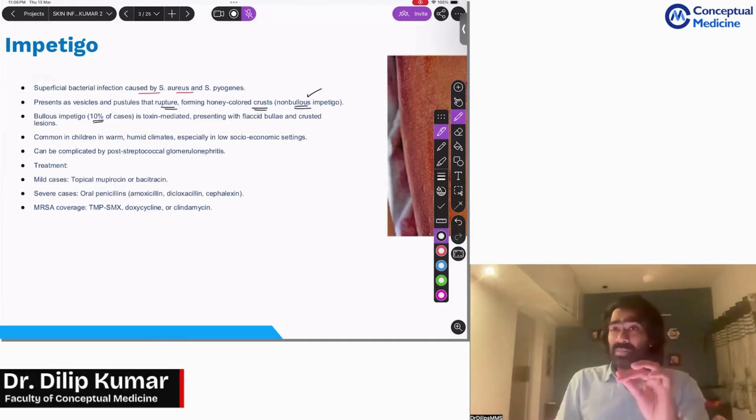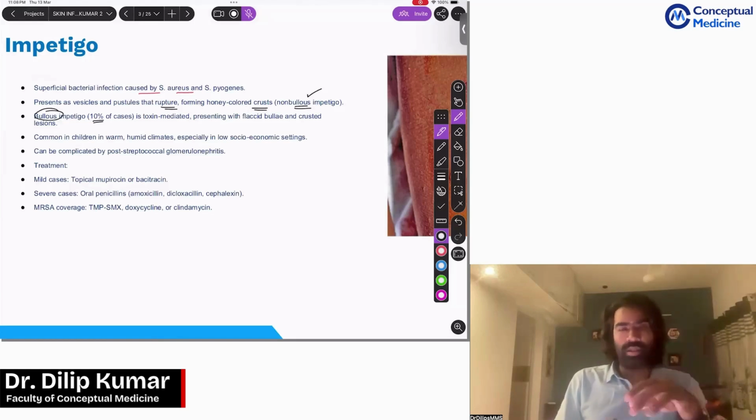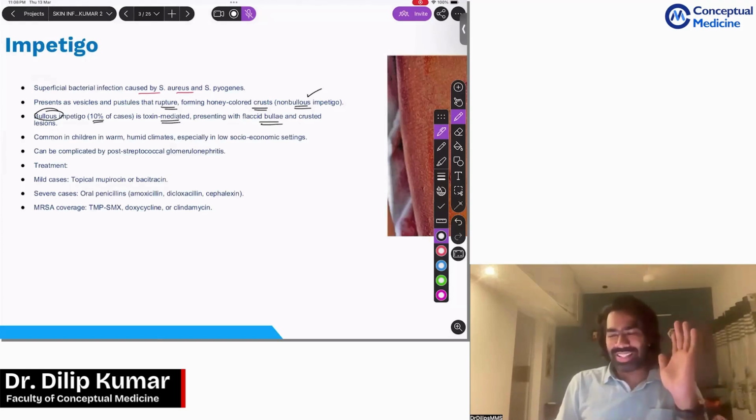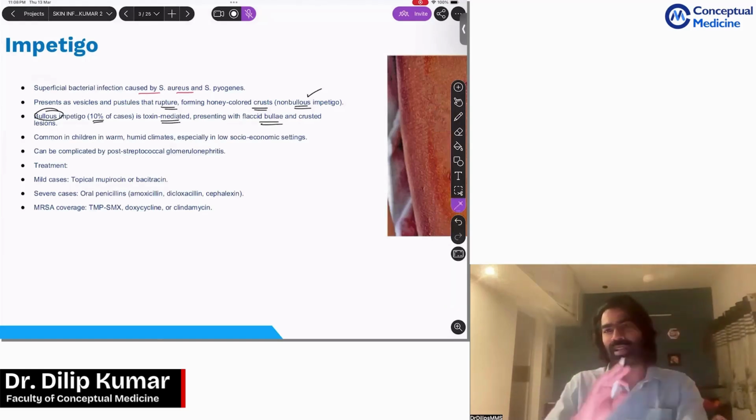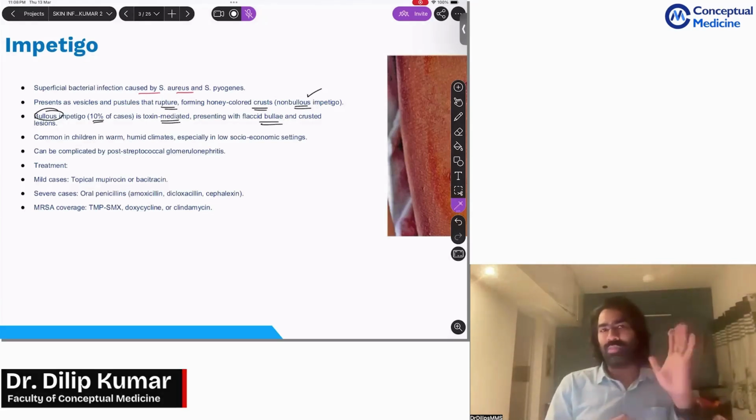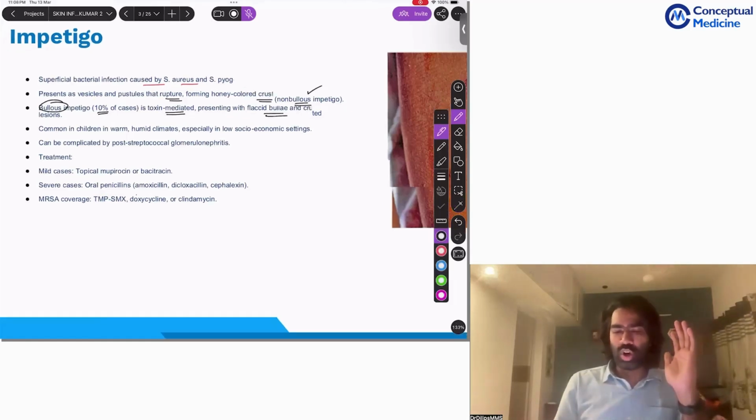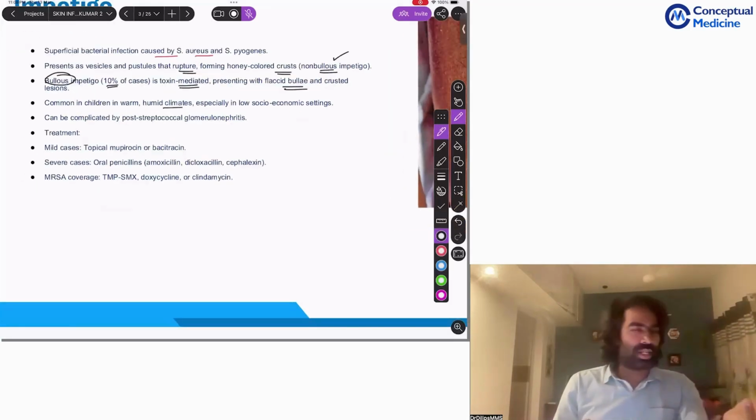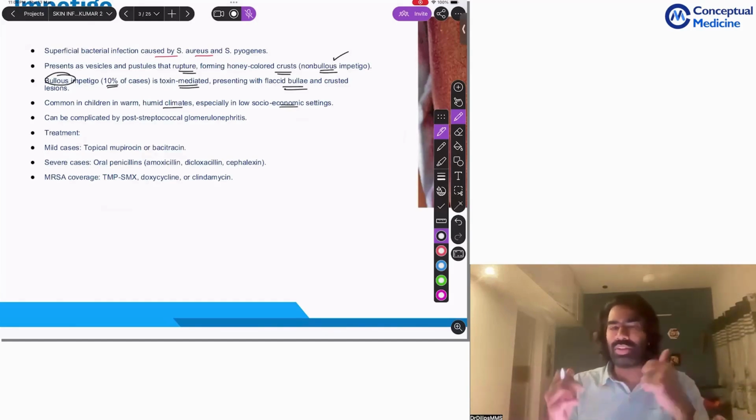As I said already, 10% of the cases of impetigo can be bullous impetigo, and it is a kind of toxin-mediated disease, and it's going to predominantly present with flaccid bullae and crusted lesions. So whenever you see these honey-colored crusted lesions, you're always going to think in terms of impetigo, and the usual cause is going to be one of the gram-positive cocci. It's quite common in warm and humid climates like in India, especially the coastal areas, and in low socioeconomic settings because it spreads rapidly when patients are living together.